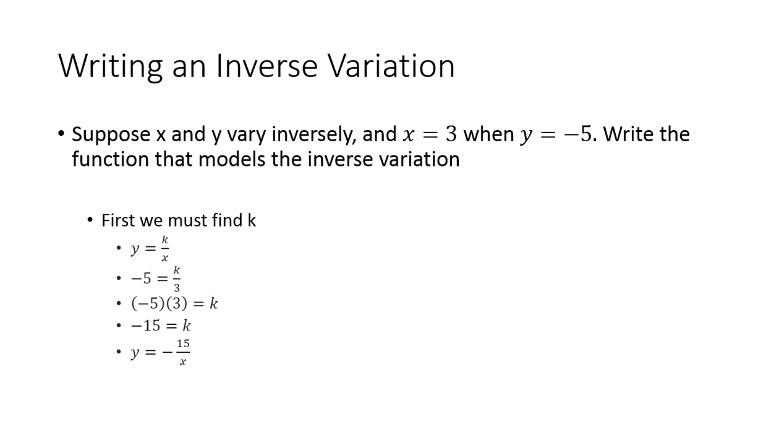And the easiest way to find k is to just multiply. Remember, k is equal to 3 times negative 15. So k is always going to equal the multiplication of an x and a y that are related to each other. So that means our k is negative 15, and then we rewrite our equation, plug it back in, and we get y is equal to negative 15 over x. Okay, that negative sign can go in either one. Usually you put it on the top. But there would be our equation.